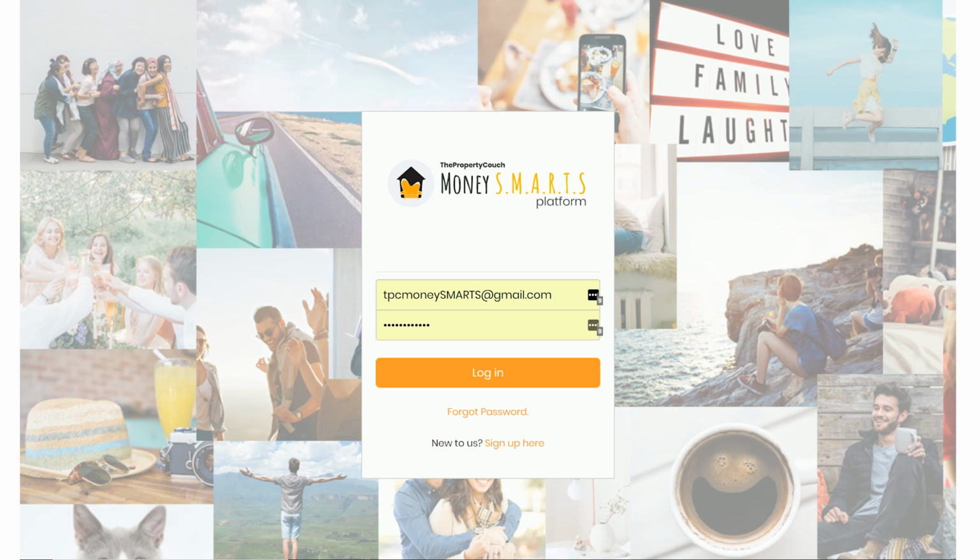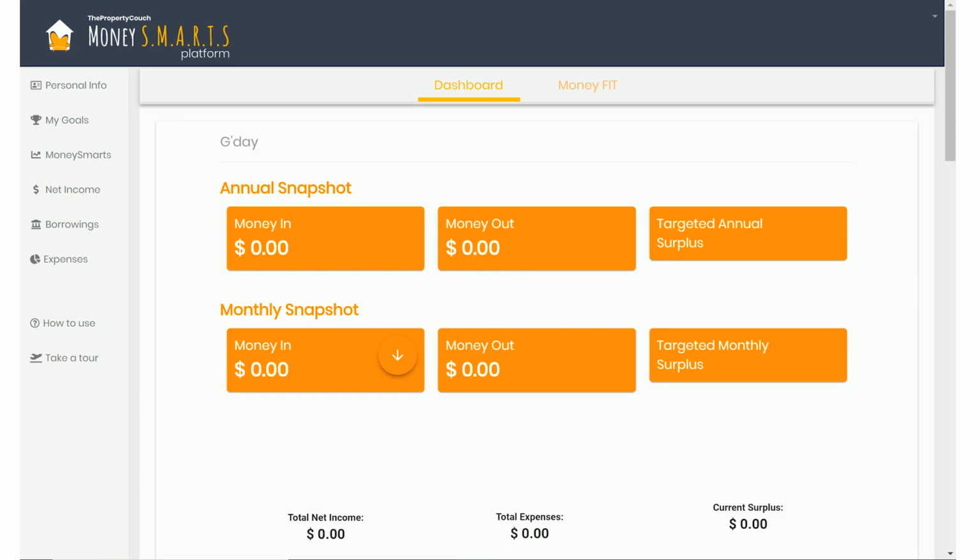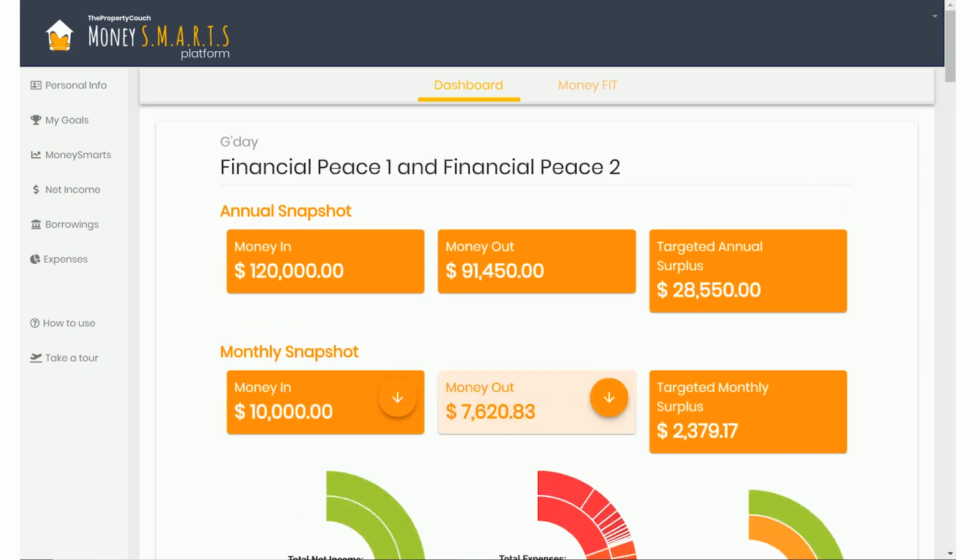So if you're brand new and you haven't already registered for your free Money Smarts platform access, it's easy. Just simply click on the sign up here, fill in your details, and you're away. Now remember, we don't need to know who you are. You can give us a nickname, and then once you've set up, you can log in. Now there is two-factor authentication. You'll need your Google Authenticator to do that.